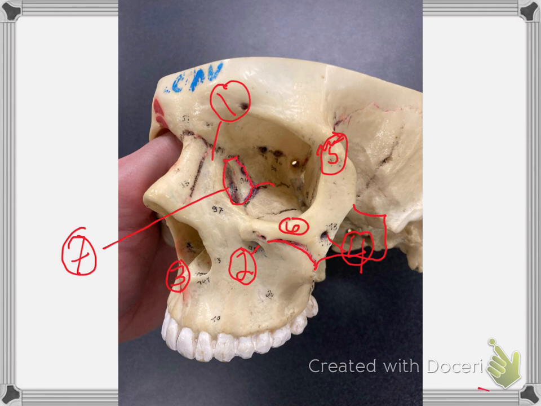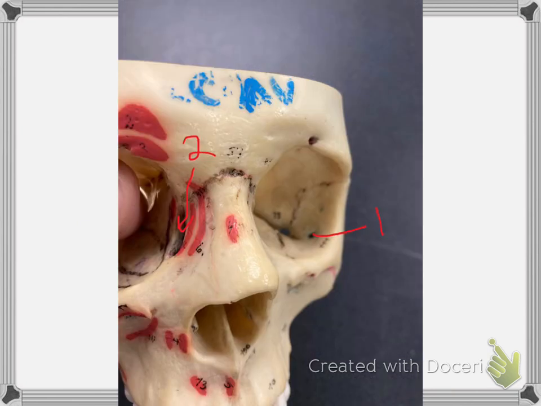We can also see our ethmoid bone back here as well, right? So we can see that as well. And again, we can see our nasal bone. The opening we see right through there is our supraorbital foramen. Okay, from this view, the foramen that we want to see is inside the orbit of the eye.